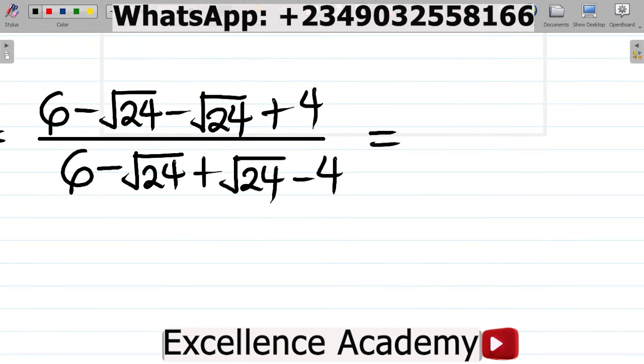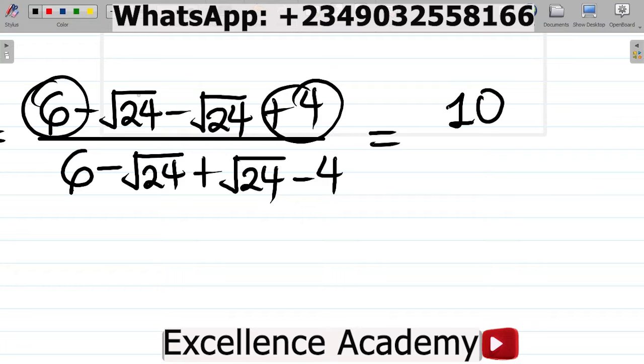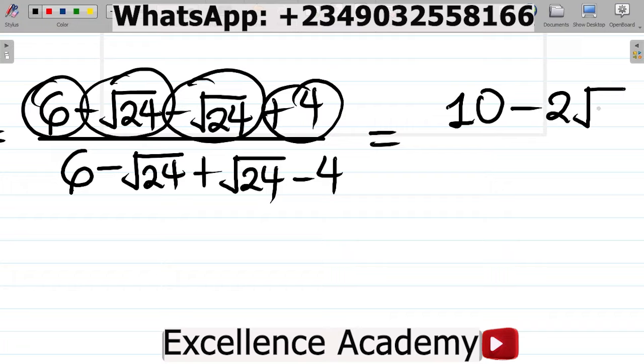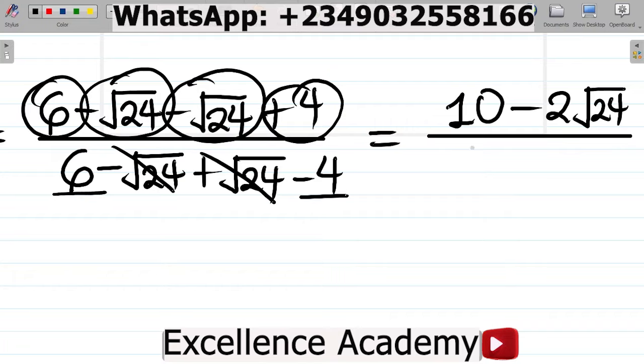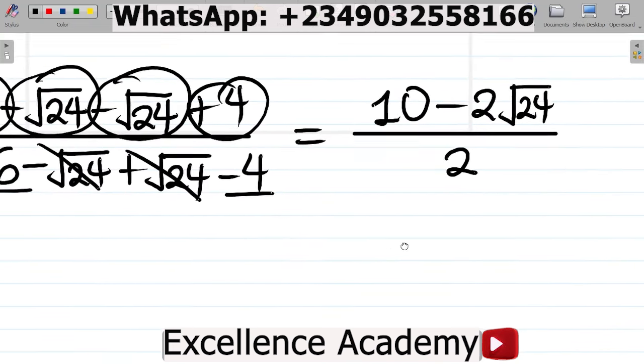Moving on, here becomes 6 plus 4. That is 10. So 10 minus root 24 minus root 24 gives you minus 2 root 24. This all over, you have minus 24 plus 24. That gives you 0, so it's off. So I'm left with 6 minus 4. That gives you 2. Reduce this to lowest terms.